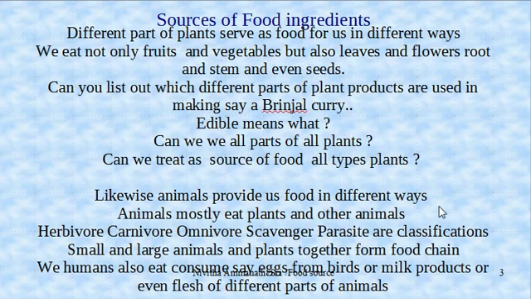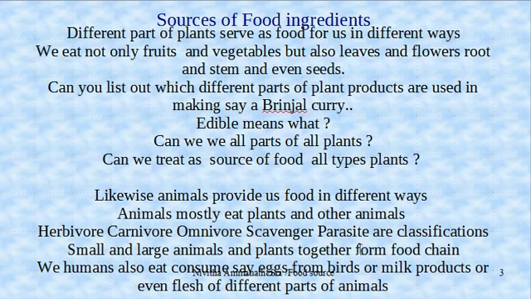Likewise, animals provide us food in different ways. Animals mostly use a plant and other animals. So herbivores eat only plants, carnivores eat other animals, omnivores eat animals and plants, scavengers eat the dead parts of the animals and parasites eat or live on living animals. These are the different types of animals.